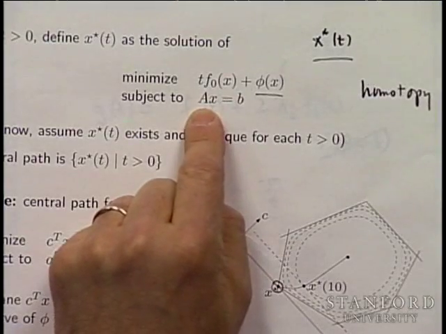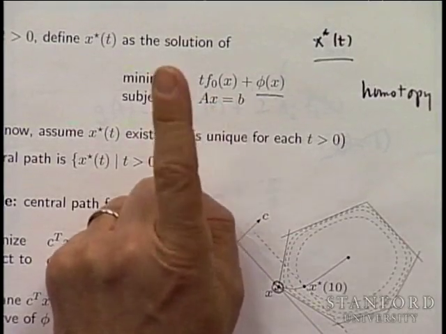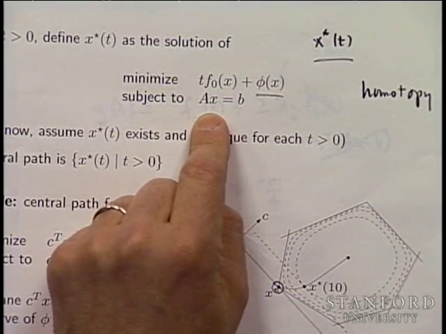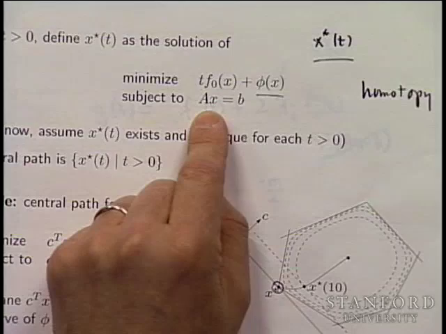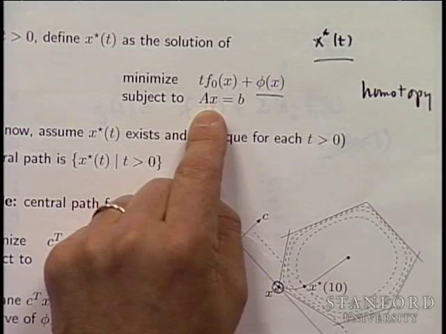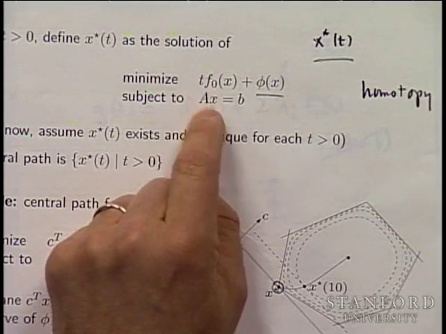In fact, it's much more. The truth is that as you solve this problem and vary t, you can say much more. When you solve this problem, you will produce not just a primal feasible point, you will produce a dual feasible point, and you'll really produce a primal dual feasible pair. And the gap associated with that pair, the duality gap, the difference between the primal value and the dual value, will be exactly m over t. So that's what this means.